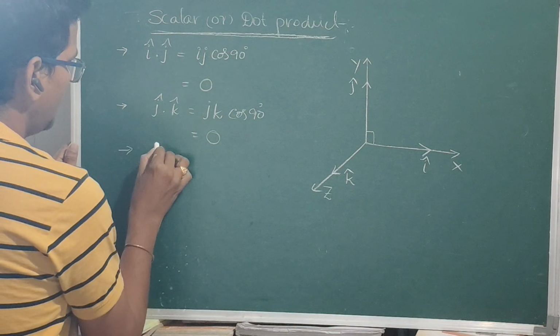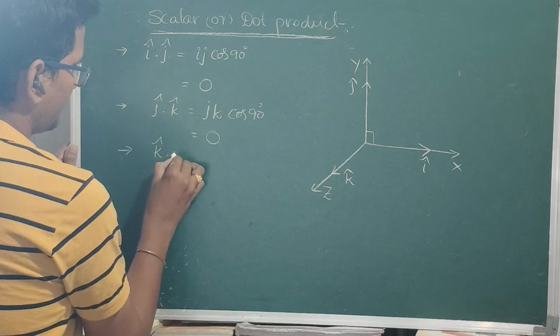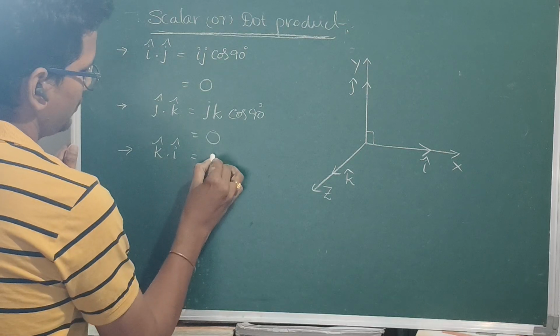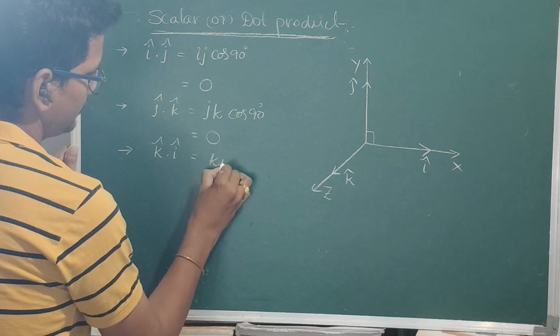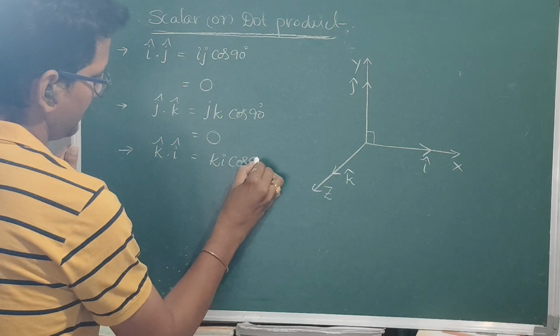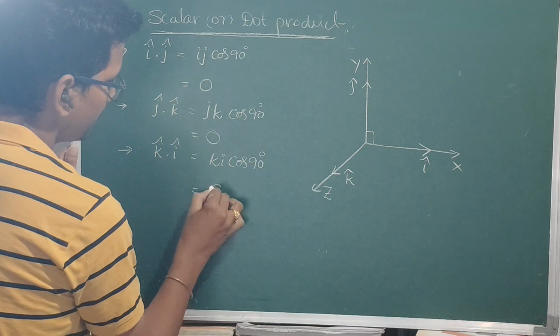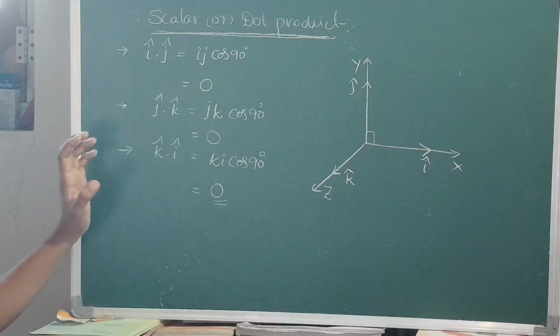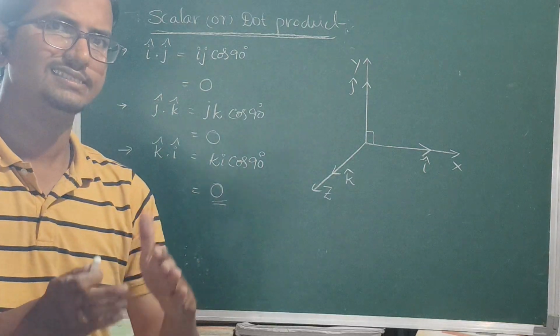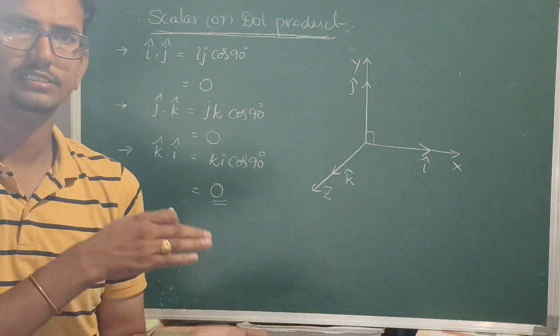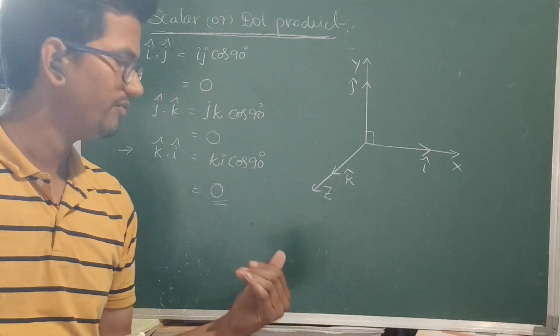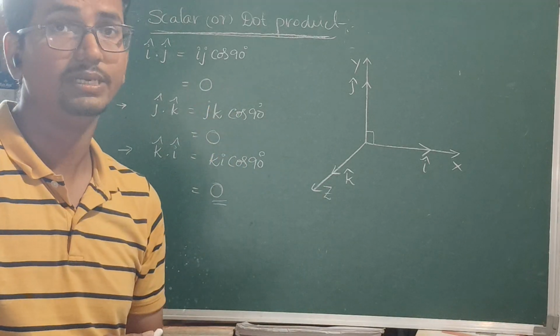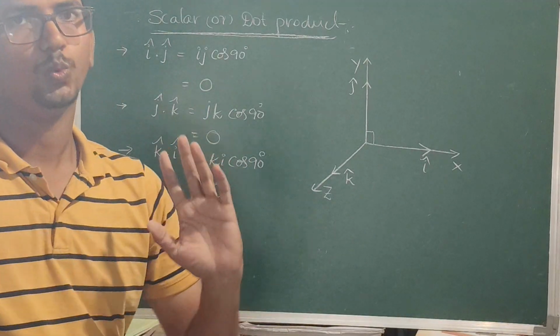And next one, k cap dot I cap. K cap dot I cap is equal to k into I into cos 90 value. Cos 90 value, what is the value? 0. Yes or no? In these cases, in the reverse, x-axis y-axis, y-axis z-axis, z-axis x-axis comparison, the value is 0. But the same axis gives 1.